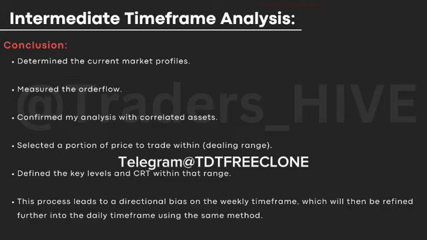After that, I selected a portion of price to trade within, known as the dealing range, and this narrowed down my focus to a manageable and relevant area of the chart where I chose relevant key levels and candle ranges to support my idea. And from there, I defined those key levels and CRT even more on my respective time frame. And then finally, this entire process led to defining a directional bias for me on the weekly time frame. From here, I would refine this analysis even further by applying the same methods of analysis on the daily time frame, which would make the process even more precise and accurate.